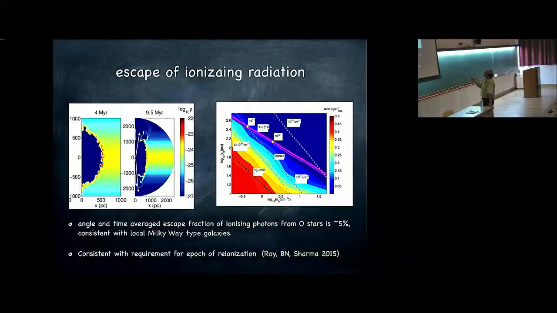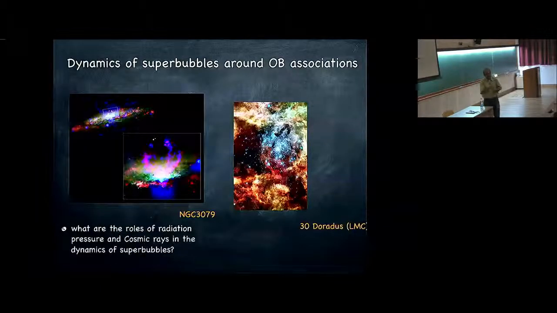This is the color-coded escape fraction. This is 50%, 5%. And this is scale height. This is the disk gas density. And the Milky Way is somewhere here with a 5% escape fraction. But we're trying to understand what the escape fraction depends on, and can this be used in order to understand the process of, for example, reionization. So it has far-reaching implications, although it's a very local, small-scale phenomenon.